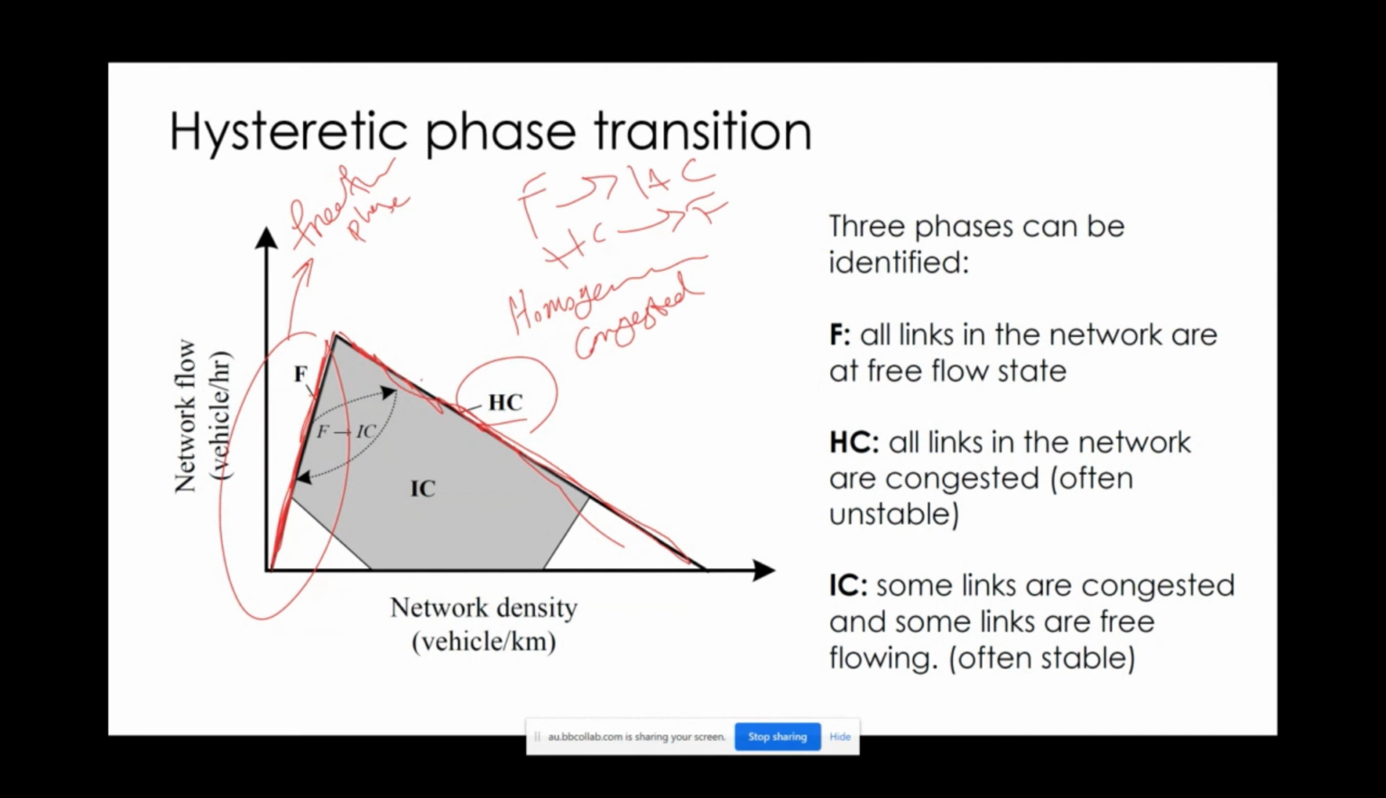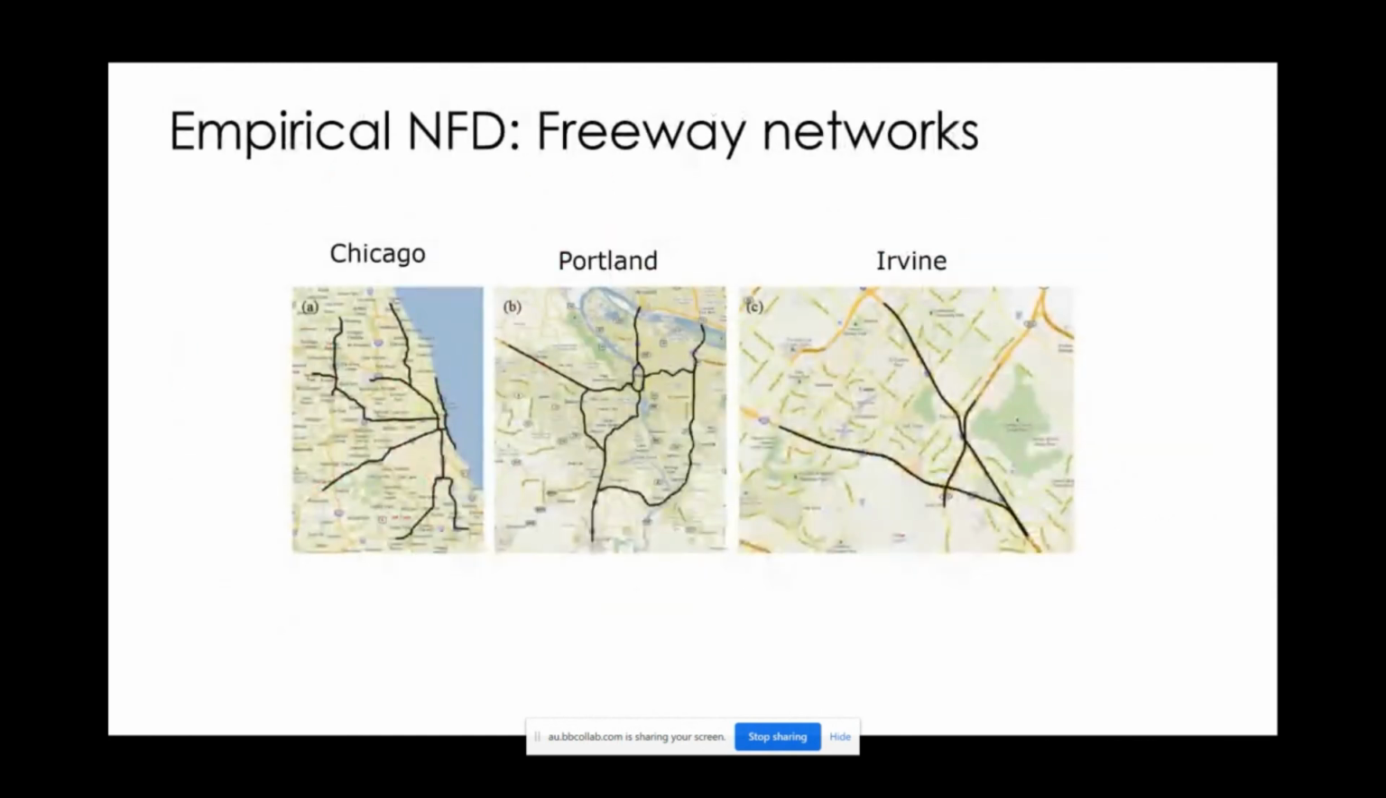But if that homogeneity condition is not met, my average flow and average density could be anywhere in this shaded area. And that's what we call the inhomogeneously congested phase. IC stands for inhomogeneously congested. So if a transition from F to IC happens, that's a hysteresis. If a transition from IC to F or F to IC happens, that's what we call hysteresis.